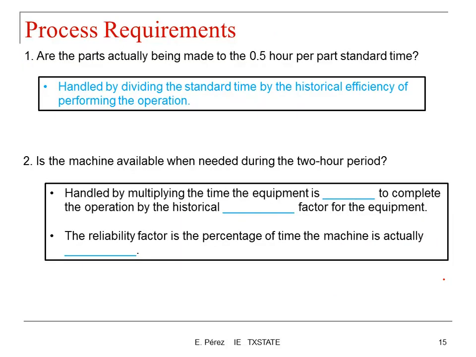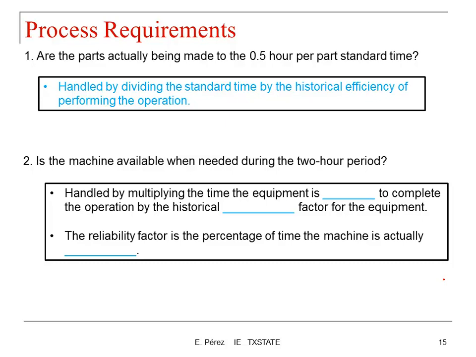So going back to each one of those questions, are the parts actually being made to the 0.5 hour per part standard time? This is mostly handled by dividing the standard time by the historical efficiency of performing the operation. So one more time, having historical data about your process might help you to plan better. So in this case, we can look at the reliability in terms of the time that it usually takes you to complete that component.